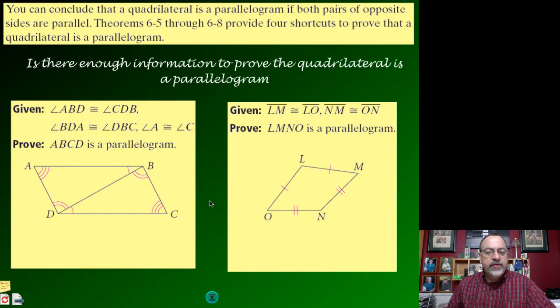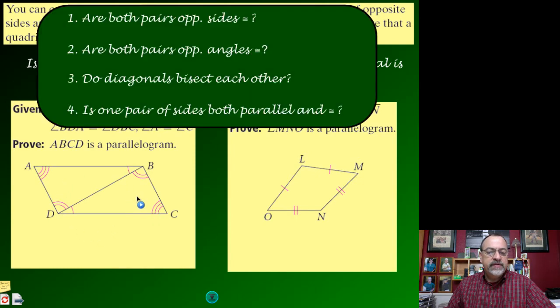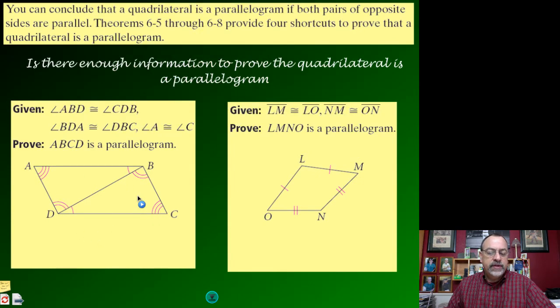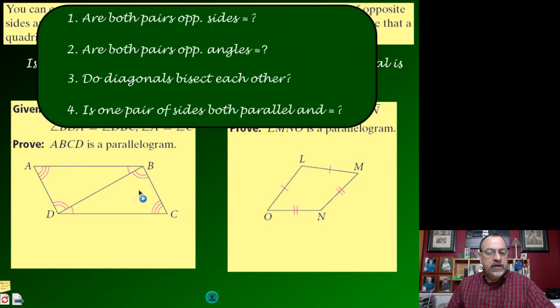So what we want to do in these examples is go through those four things. We need to ask ourselves those questions in order to consider whether these figures are parallelograms. So if we're looking at this figure here, is there enough information to determine if this is a parallelogram? Those are the four questions I need to ask myself. And if I can say yes to any of these four questions, then it is a parallelogram.